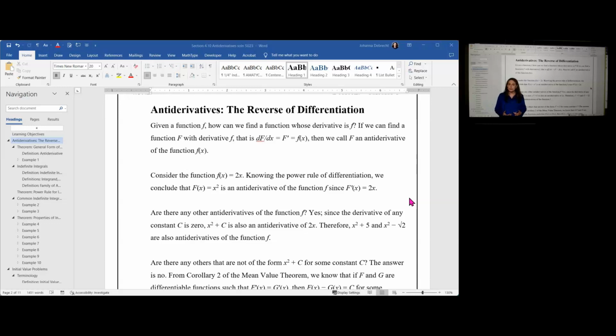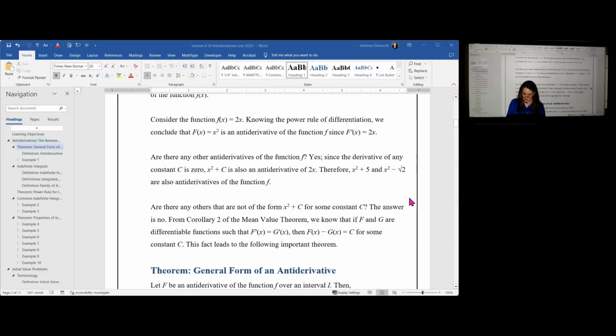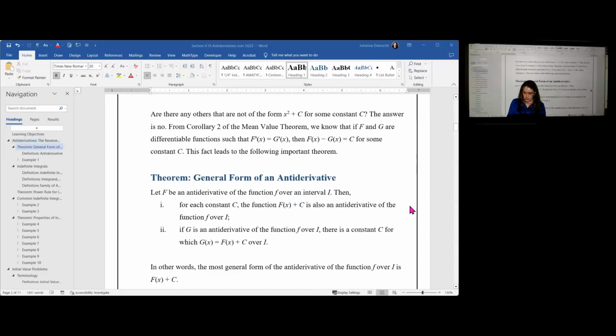Are there any others that aren't of the form x squared plus a constant? In fact, the answer is no. We know from corollary 2 of the mean value theorem that if two functions have equal derivatives, then they differ by only a constant. F must equal g plus a constant. That means that in this case, x squared plus c is the most general form of writing the antiderivative of 2x.